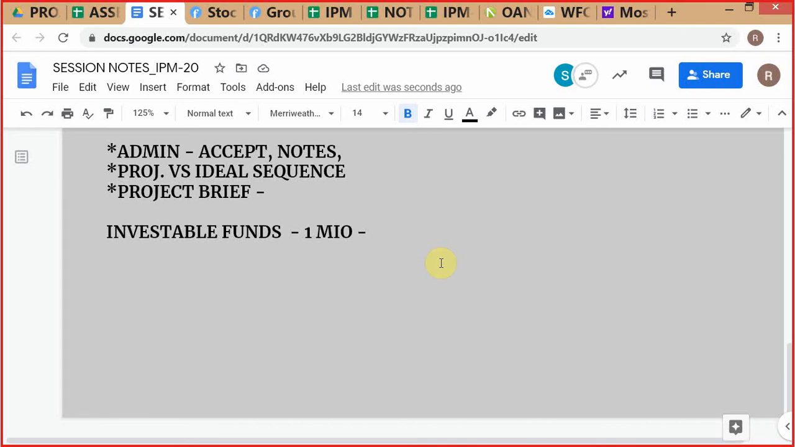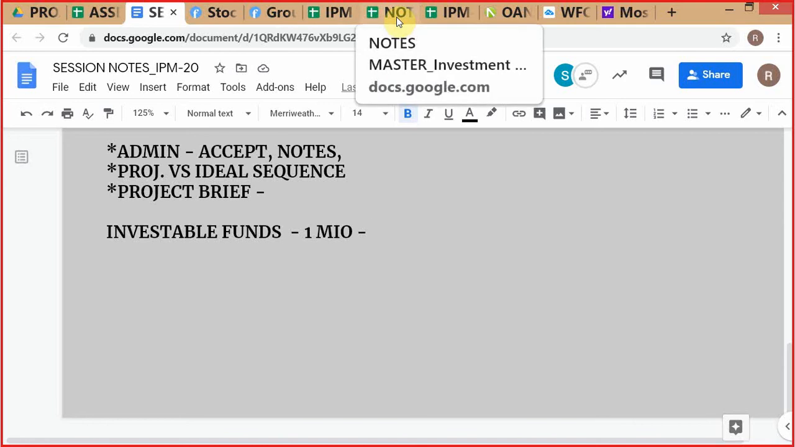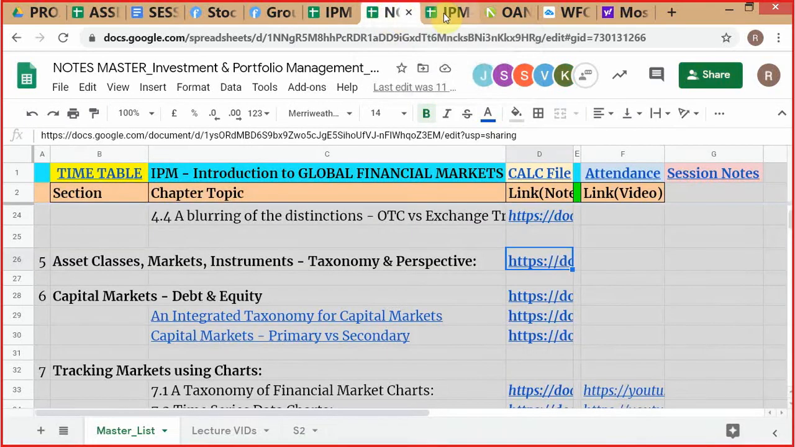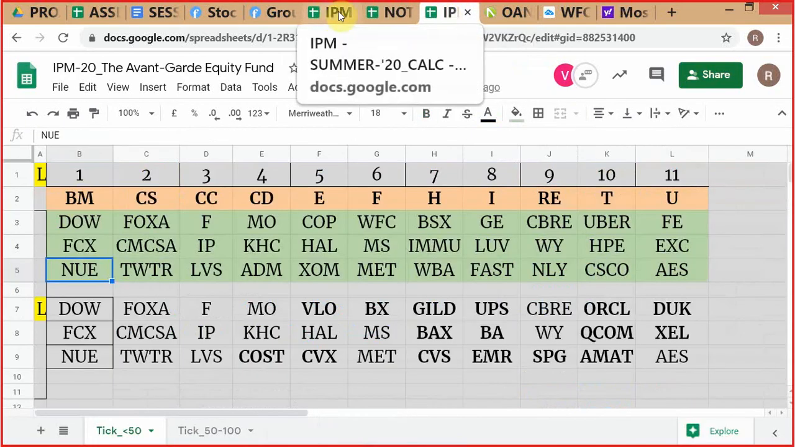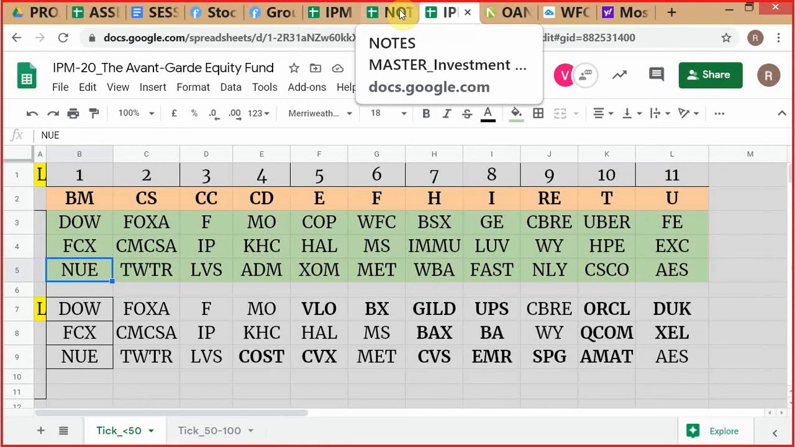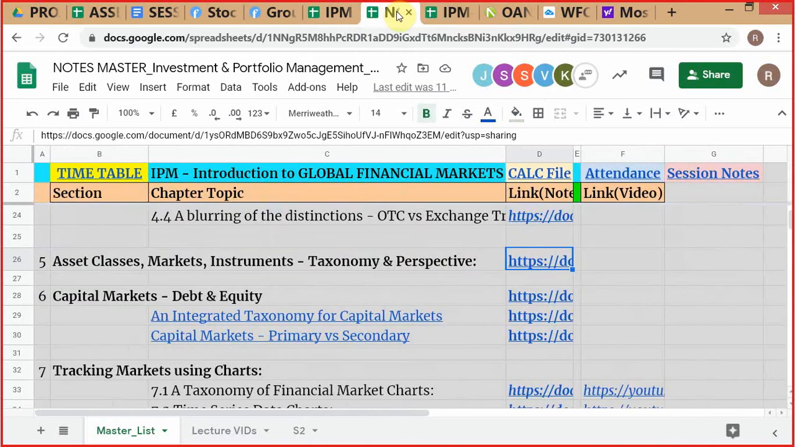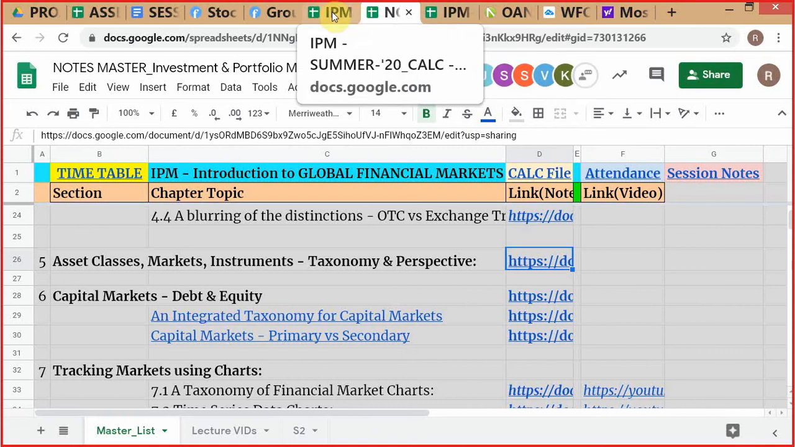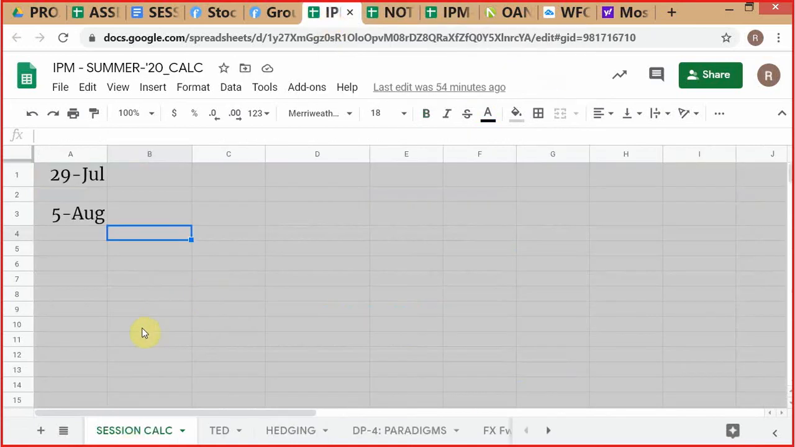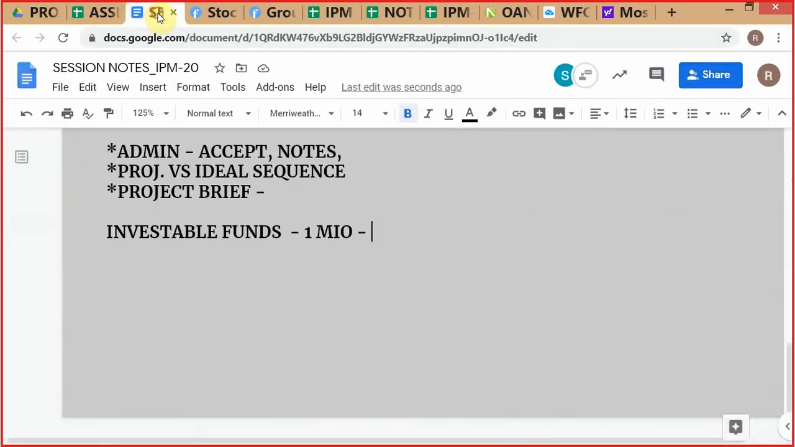Can I invest in any kind of assets? Okay, one minute. Let's do one thing now. As she's making her comments, in the notes master, oh no, I put it in the IPM calc file. In the calc file, I have created this, which is going to be your spreadsheet equivalent of this file.